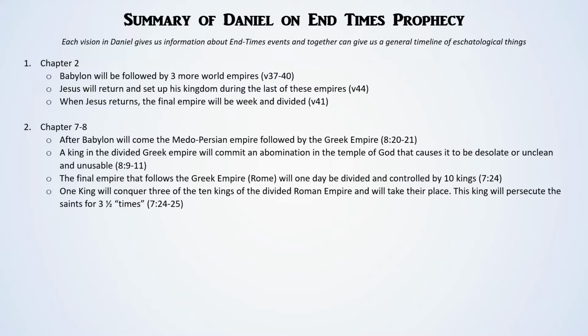In the passage, it just says that fourth empire in chapter 7 will one day be divided and controlled by 10 kings. Just like we heard in chapter 2, that it was going to be weak and divided. Now we know it's divided and controlled by 10 kings. Chapter 7, verse 24 says, and the 10 horns out of this kingdom are 10 kings that shall arise, and another shall arise after them, and shall be diverse from the first, and he shall subdue 3 kings. That's also there as another fact. One king will conquer 3 of the 10 kings of the divided Roman Empire and take their place.